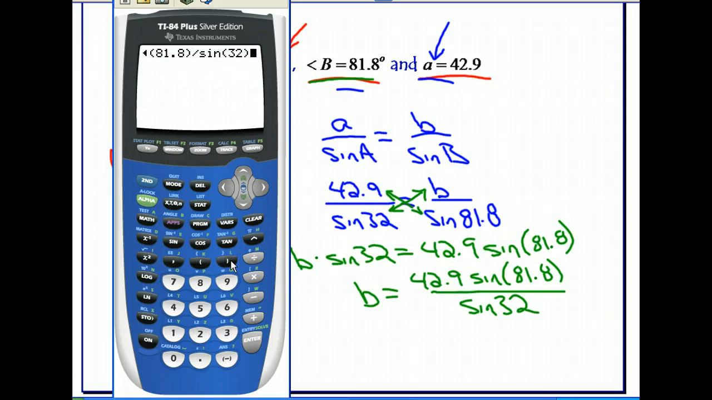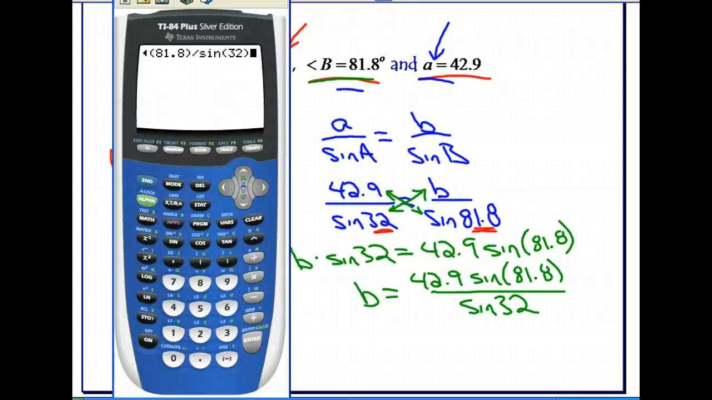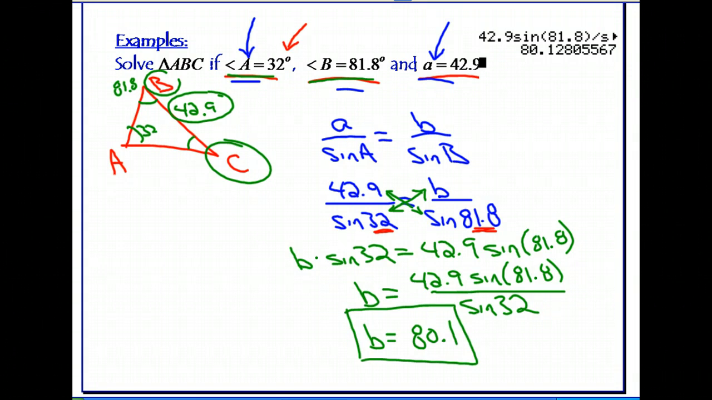And before we hit enter, let's just think about this a little bit. What is the bigger angle, angle A or angle B? Clearly angle B is bigger. So clearly side B should be bigger. Let's hit enter, expecting a number bigger than 42.9. Look at that, 80.12. So truly it is bigger. All right, so I just figured out side B. B equals 80, and they're rounding to the tenths, so we'll continue rounding to the tenths. B equals 80.1. And we don't have units on this, so it's just 80.1.